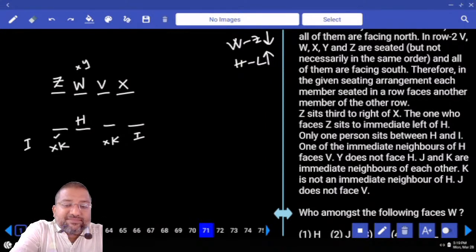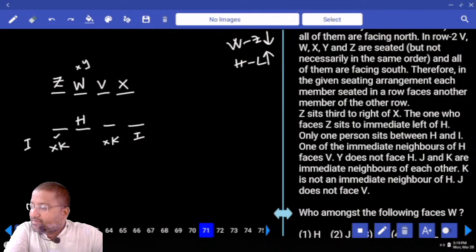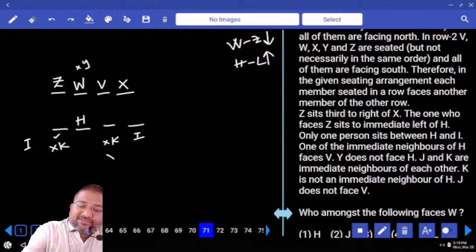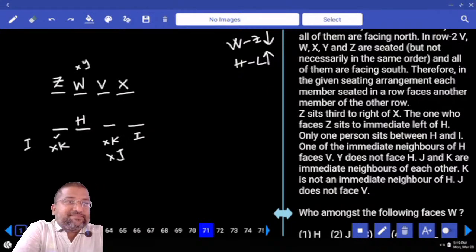J does not face V. This is not J. Then what are the possibilities for J? Obviously J has to sit in some corner. Maybe in the left corner or in the right side or somewhere else. It can be anywhere.